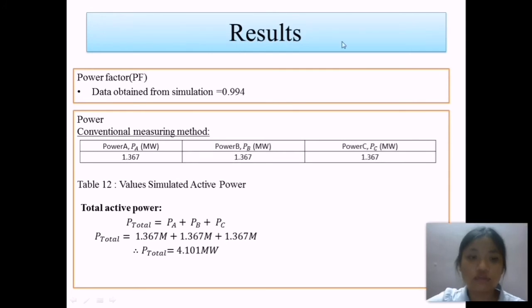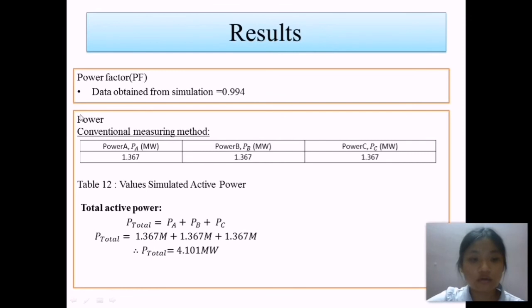In this slide, I want to find the power factor. For the power factor, I just recorded it from the simulation, with no need to use the formula to calculate. The data obtained from the simulation is equal to 0.994.